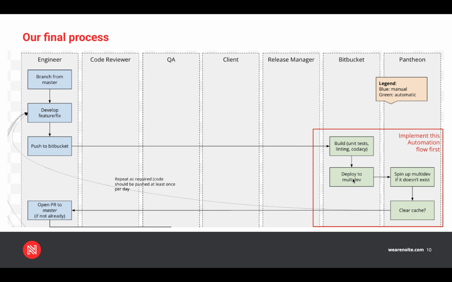Once this is deployed to multi-dev, we use Terminus commands to spin up multi-dev if it doesn't exist, and then clear cache. All of this implementation is done with an integration within Bitbucket, Terminus, and Pantheon. Once all this process has finished, then the engineer opens a PR to master, if not already.